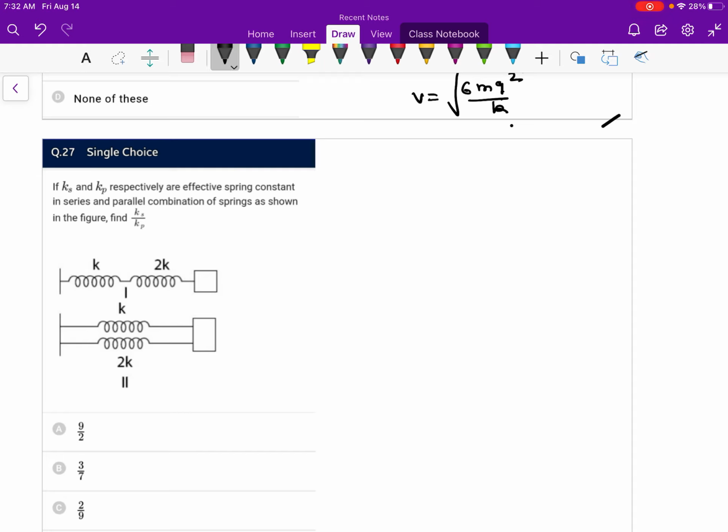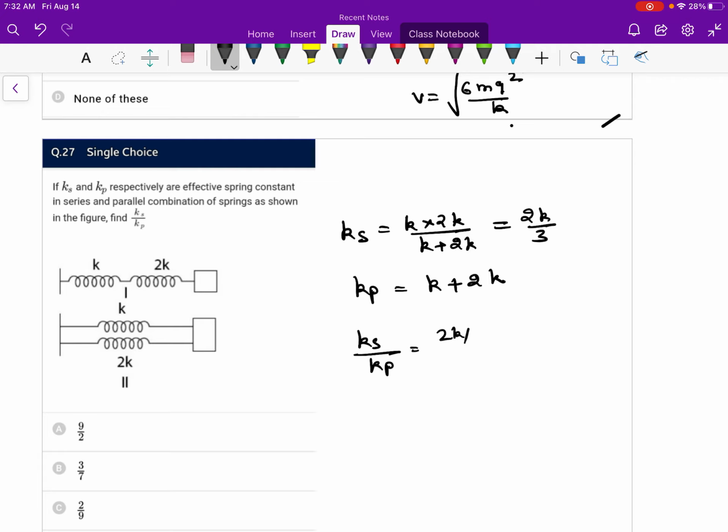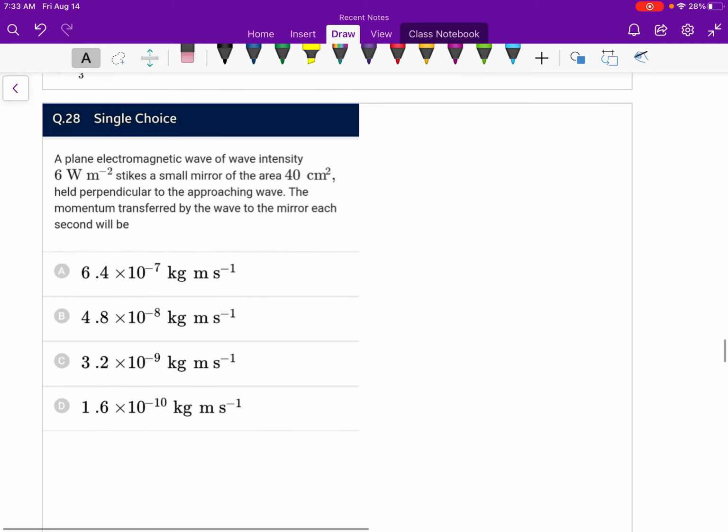K1, Ks and Kp. So Ks is k into 2k upon k plus 2k, which is 2k by 3, and Kp is k plus 2k, which is 3k. So Ks upon Kp is 2k by 3 upon 3k, that is 2 by 9. So C is the correct option.